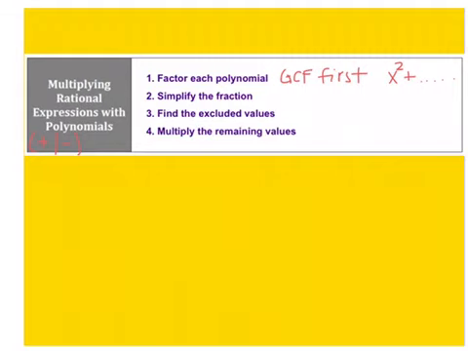I like to then find my excluded values, so I actually like this one to be my number 2 step. Find the excluded values, and then I like to simplify the fraction. So I like to flip these two around. So I find the excluded values first and then simplify the fraction. Step number 4 is optional. It will get you the same answer, but you don't always have to multiply it back out.